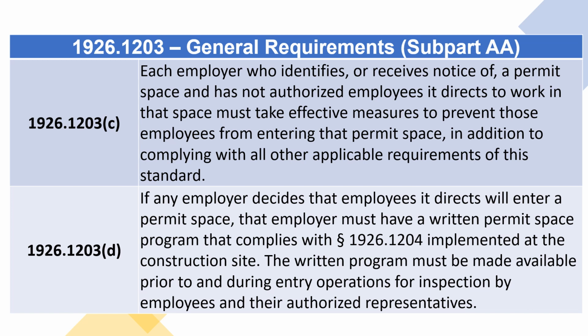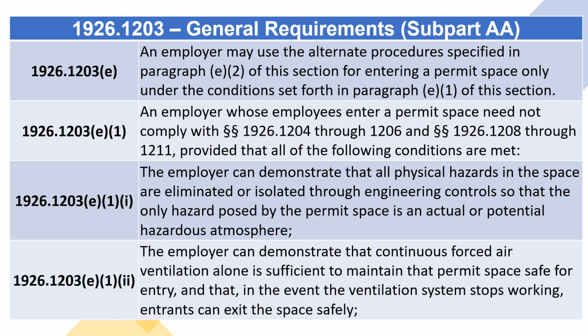1926.1203(d). If any employer decides that employees it directs will enter a permit space, that employer must have a written permit space program that complies with Section 1926.1204 implemented at the construction site. The written program must be made available prior to and during entry operations for inspection by employees and their authorized representatives. 1926.1203(e). An employer may use the alternate procedures specified in paragraph (e)(2) of this section for entering a permit space only under the conditions set forth in paragraph (e)(1) of this section.